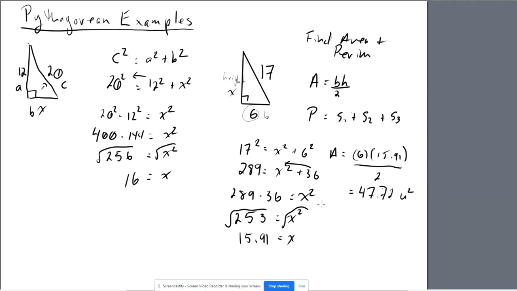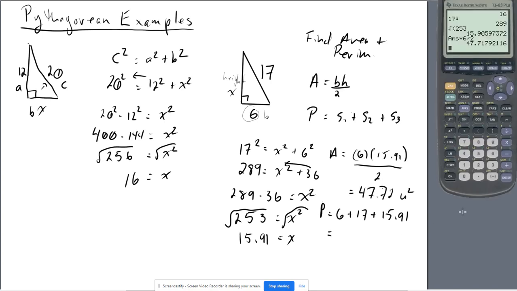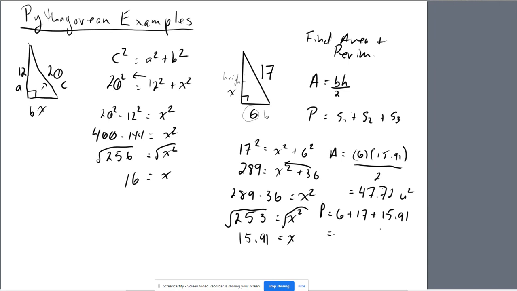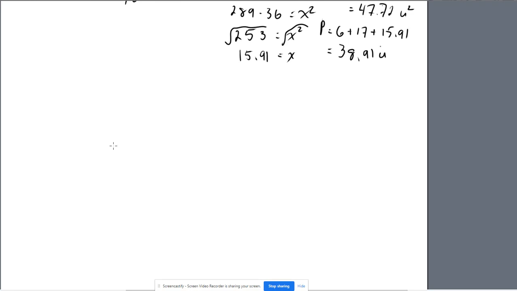And then the perimeter is just going to be the sum of the sides. So 6 plus 17 plus 15.91. So I'll grab my calculator again. And we're going to have that is 6 plus 17 plus 15.91. And we find out that it is 38.91 units. So where are we at? 38.91 units is the perimeter. Okay, so that's some basic review of Pythagorean theorem. We've been doing Pythagorean theorem since grade 6 or 7, so we're in good shape on that.